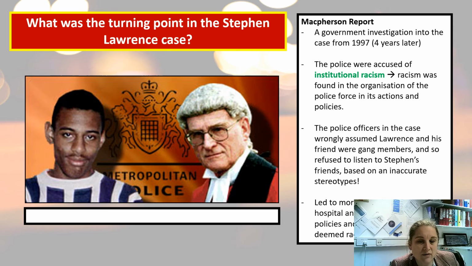This led to more investigations into hospitals and schools to see if their policies were racist, and rules could also be deemed racist. So schools have to be careful. For example, one of the things talked about in schools is exclusion policies and exclusion statistics. Are we excluding more black people as a proportion than there are black people in the whole student body? If we are, why is that happening?